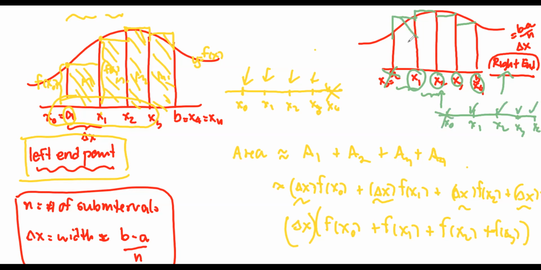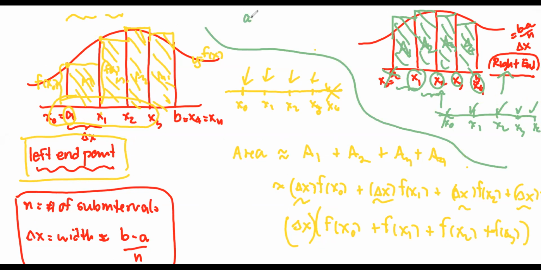And then the area is approximated by the sum of the areas of the small rectangles. If I name this A1, this is A2, A3, and A4. So the area, I'm going to put a note here. The area is approximately equal to the delta x as a common width, times the height, which is the function at x1, function at x2, function at x3, and the function at x4. This is for the right end and this for the left end.